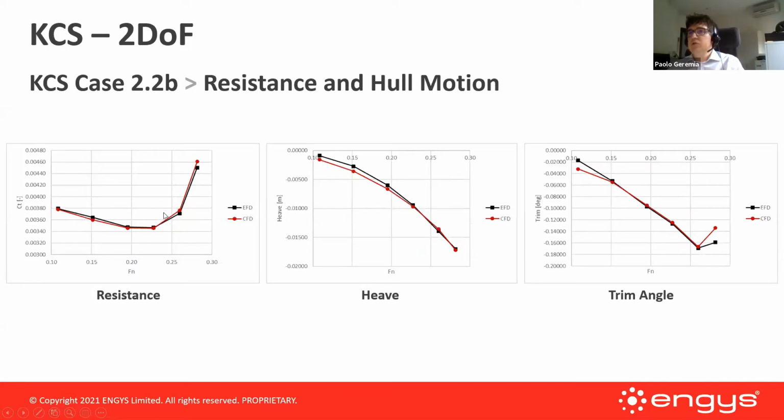In terms of hull motion, this is what you can see here. So resistance and the hull motion, you can see for the different speeds, there is a very good agreement. Same for the heave. For the trim angle, there is a small mismatch at the low and high speeds, and this is very small anyway, so a fraction of degrees.